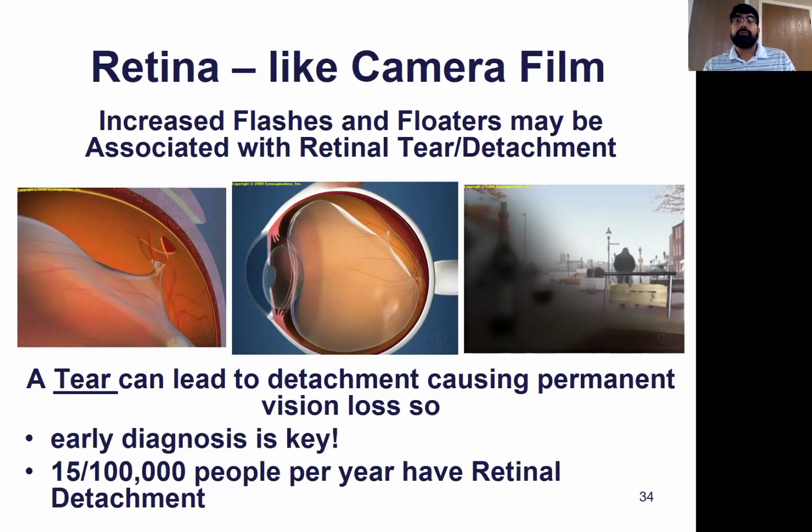So both of these things, a tear and retinal detachment, have to be repaired pretty immediately, and early diagnosis is key. Fifteen of 100,000 people per year have retinal detachment generally in the population, so it's not very common, but it's not uncommon either. It's something to be vigilant for if you have the signs of increased flashes, floaters, or a dense veil or shadow over your vision, as is being shown by the picture here with a wine bottle, where the person is losing vision in their nasal field.